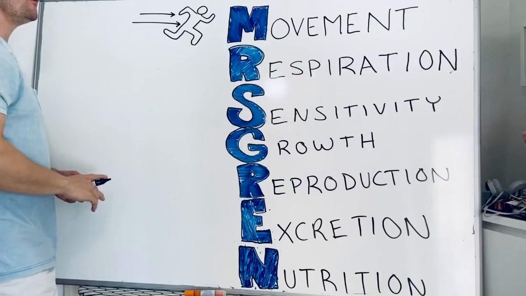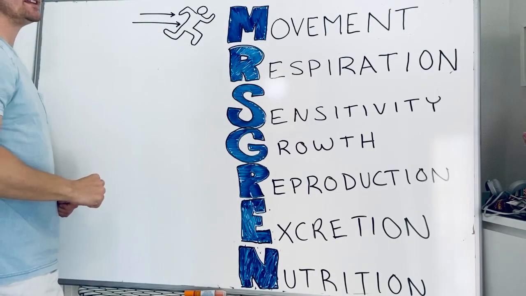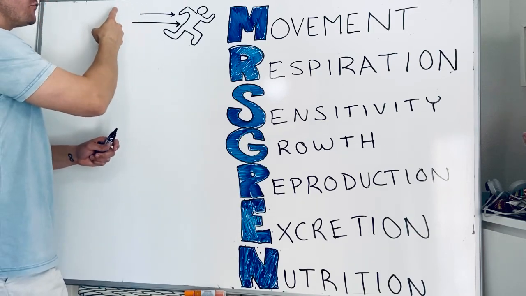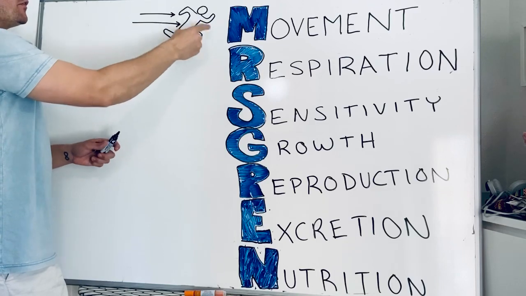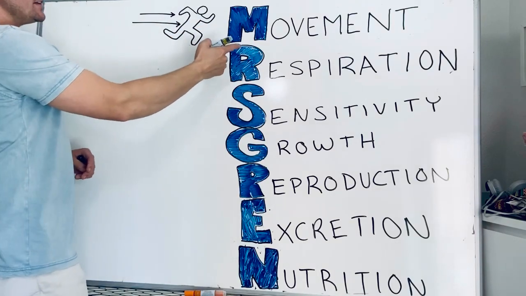Our first of the 7 criteria to determine if something is living is movement. If something can move, which means if it can go from one place to another, if it can move. Okay? Second word.